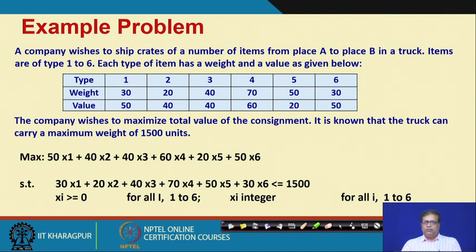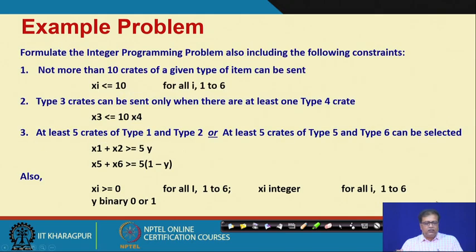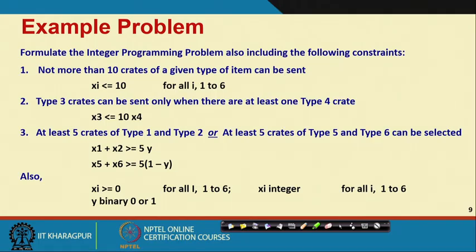So, this part is simple, but the additional constraints, let us see how we have modeled. The first constraint, that not more than 10 crates of a given item can be sent. This is very straightforward. That is, for every item, xi should be less than or equal to 10, right. So, it is very simple, that means x1 should be less than or equal to 10, x2 should be less than or equal to 10 and like that.